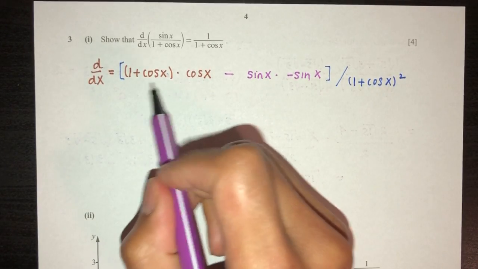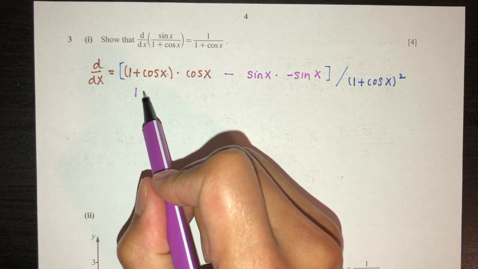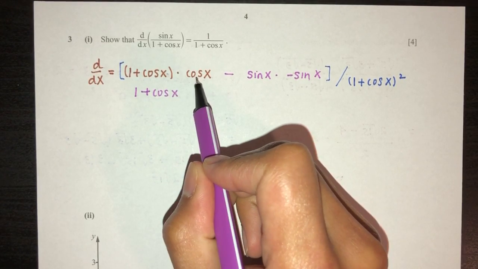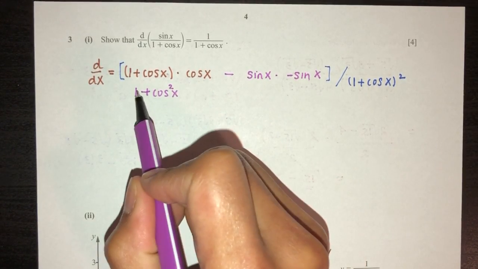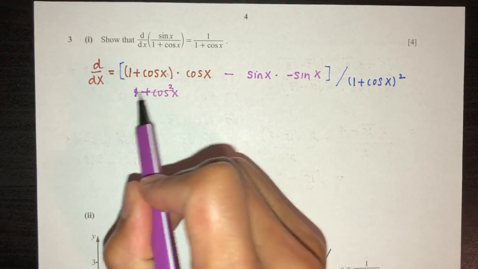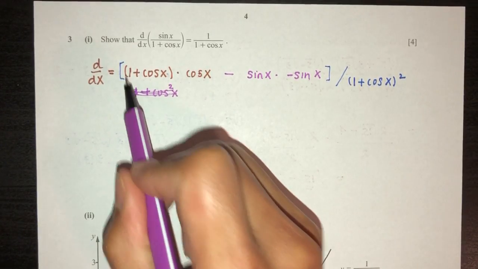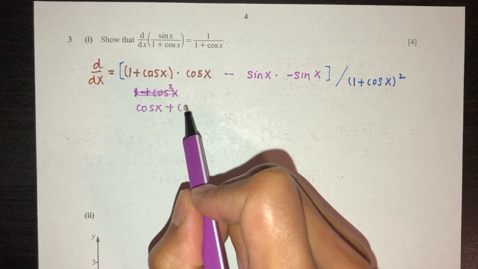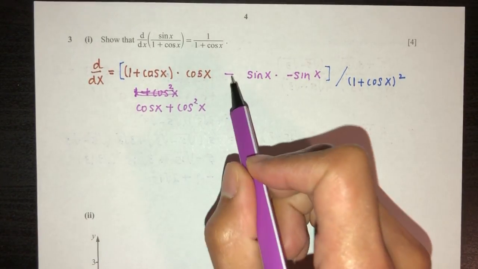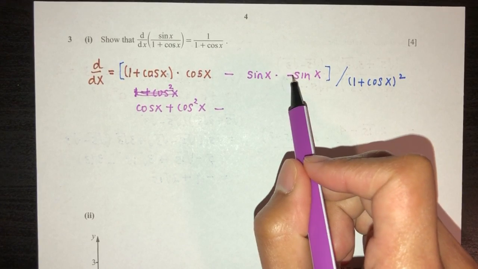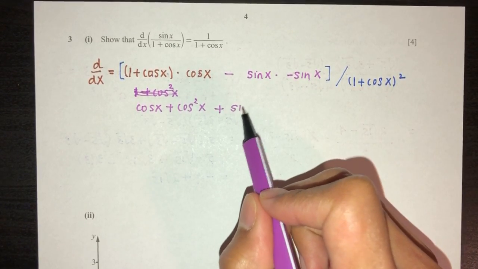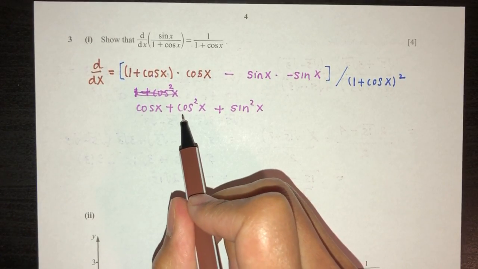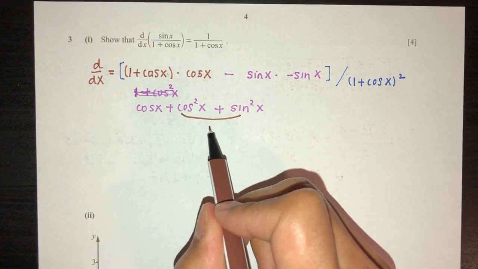The top you will have, we have 1 plus cos x multiplied by cos x, that will be cos square x. Let me just write it again. So cos x times 1 is cos x. Cos x times cos x, that will be cos square x. Now minus becomes plus, that will be sine square x. Now, as you must know by now, sine square x plus cos square x, that is 1.